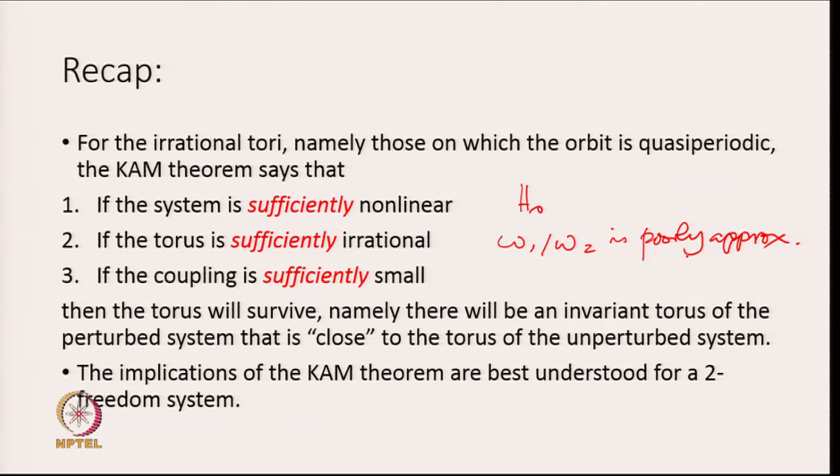and if the coupling is sufficiently small, then the torus will survive in the perturbed system. Or in other words, there will be an invariant torus of the perturbed system that is in a sense close to the torus of the unperturbed system, and as the perturbation term vanishes, these will merge into each other. The implications of the KAM theorem are best understood for a 2-freedom system, and we will turn to that now.